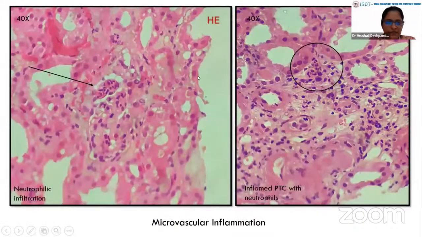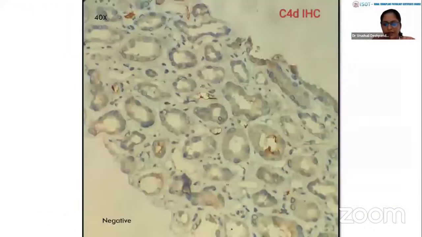And on still higher power, we can see there is prominent microvascular inflammation though. The capillary loops are filled with neutrophils. The PTCs are congested. Here also they are showing some neutrophils in the lumina. This is one more PTC, which is showing neutrophilic infiltration. So to summarize the biopsy, the C4d immunohistochemistry was negative, which ruled out the possibility of humoral rejection.